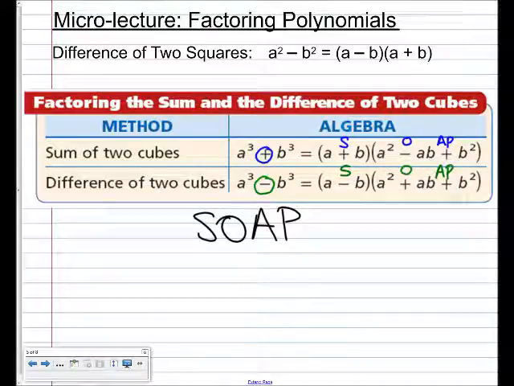If you think about using this acronym SOAP, same, opposite, always positive, the first sign is going to be the same as what it is in the actual problem. Then the sign after that will be the opposite, and then the last sign is always positive. So if you know that, all you have to remember is the factors. The first factor is a plus b or a minus b, and then those three terms in the last factor are a squared, ab, and b squared, always. The signs are the only thing that will throw you off.